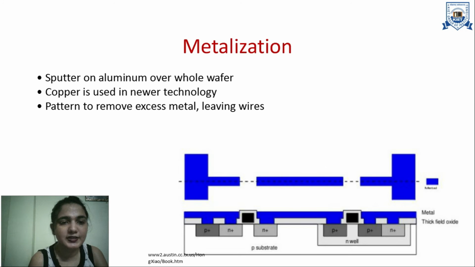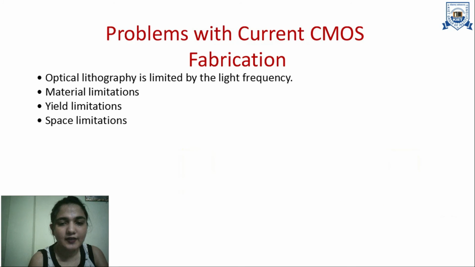We will be sputtering aluminium over the whole wafer, and copper is used in newer technology. I have already discussed the metallization of copper. I hope you have all seen the previous video. Then we pattern to remove the excess metal, leaving the wires.